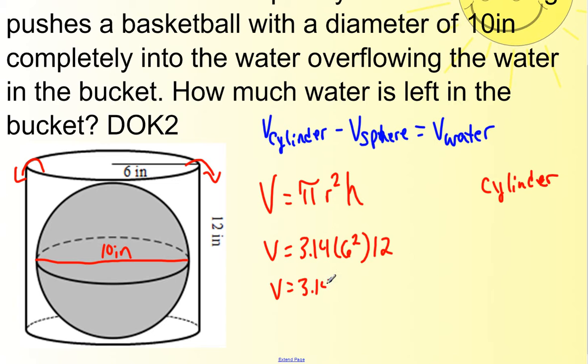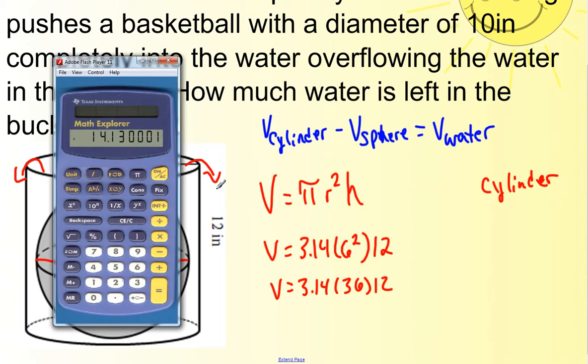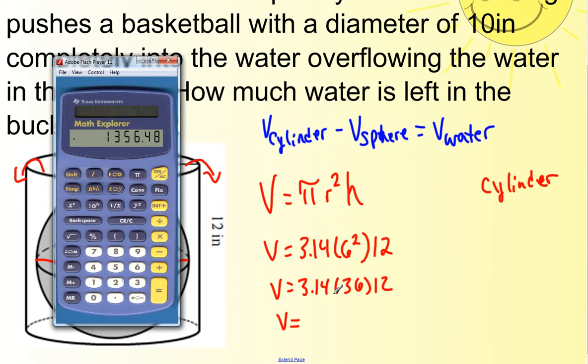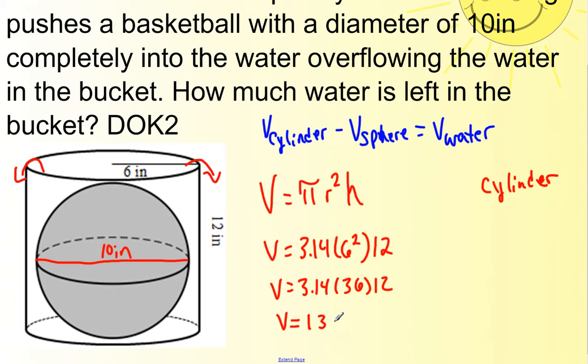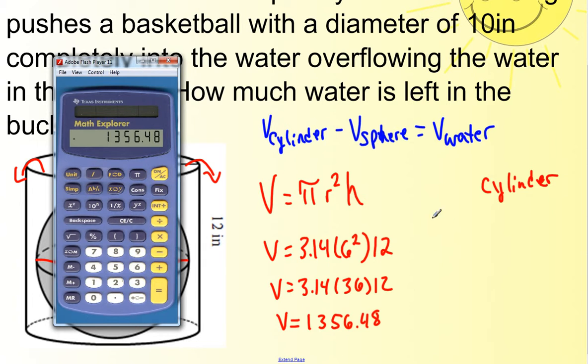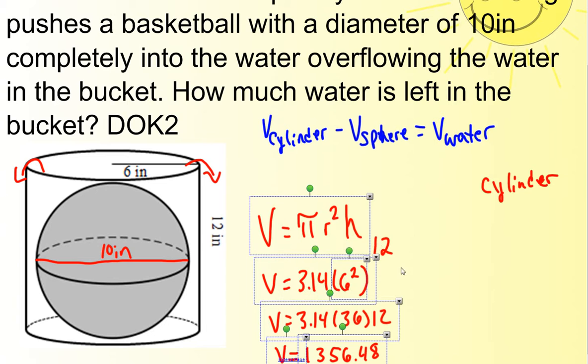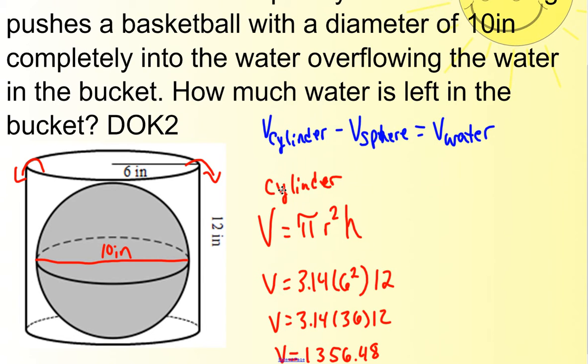So 3.14 times 6 squared is 36, times 12. Mr. Calculator says 3.14 times 36 times 12 equals, I did actually look at the number, 1,356.48. 1,356.48. Double check it. Yes. All right. So this is the volume of the cylinder.